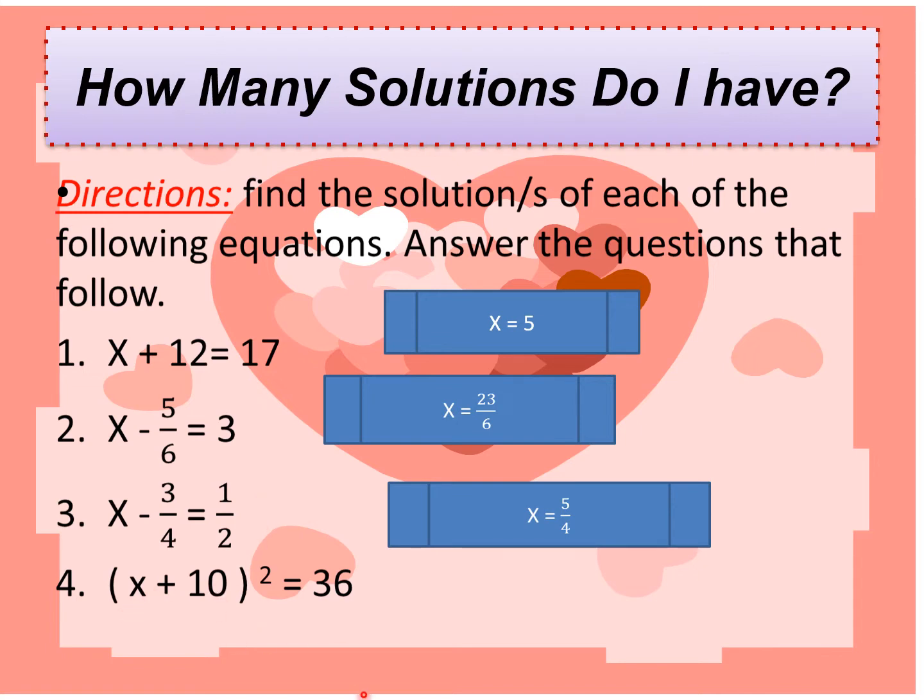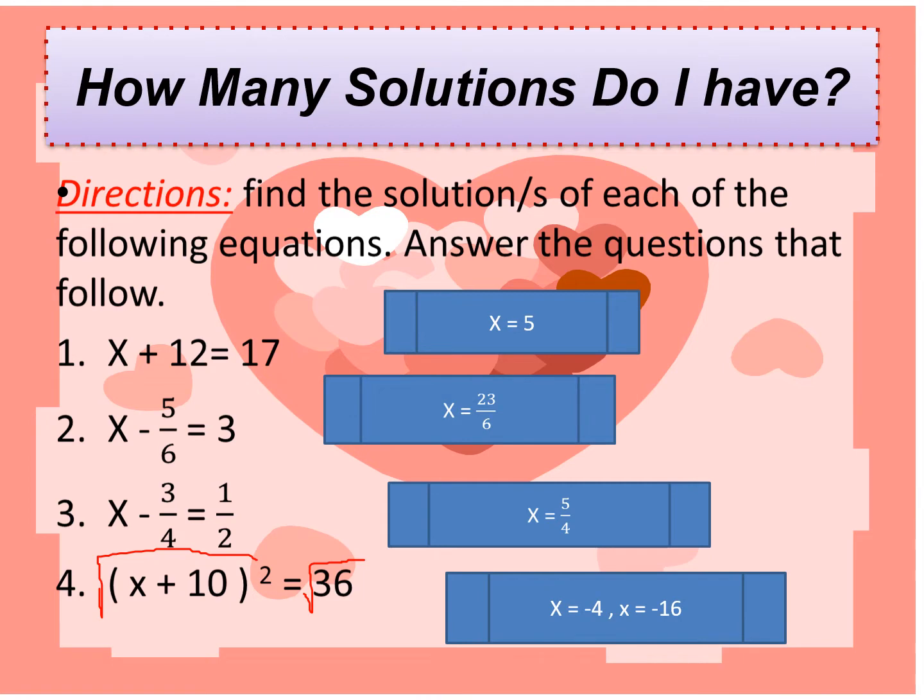And number 4, katulad ng ginawa natin nung nakaraang lesson natin, we need to extract the square root of both sides. Okay, so magiging x plus 10 is equal now to positive or negative 36. And then simplify. The value of x now is equal to negative 4 and the other one is equal to negative 16.